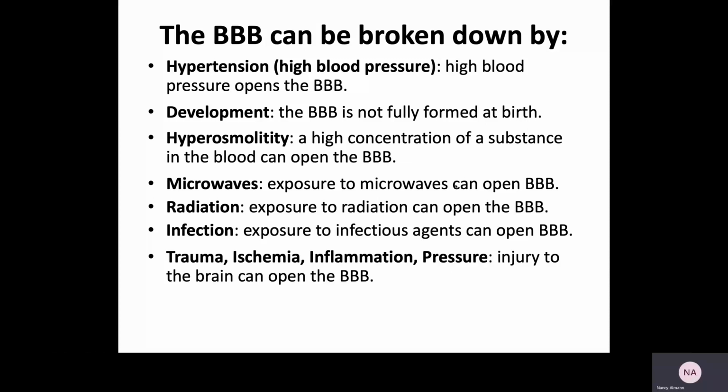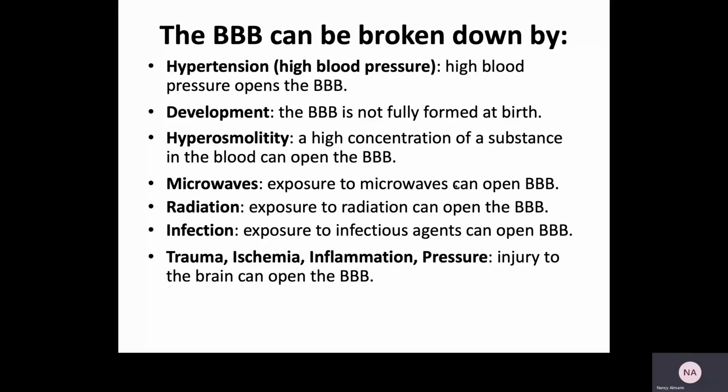The blood-brain barrier can be broken down or damaged. And if you take a look at what can damage it, it's a whole list of things, many of which we are exposed to. How many of you know someone with high blood pressure, hypertension? Pretty much everybody. So yeah, high blood pressure can actually open the blood-brain barrier.